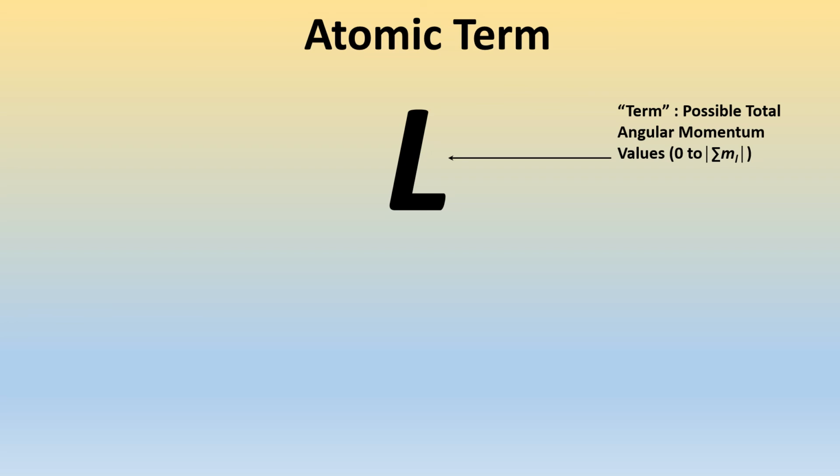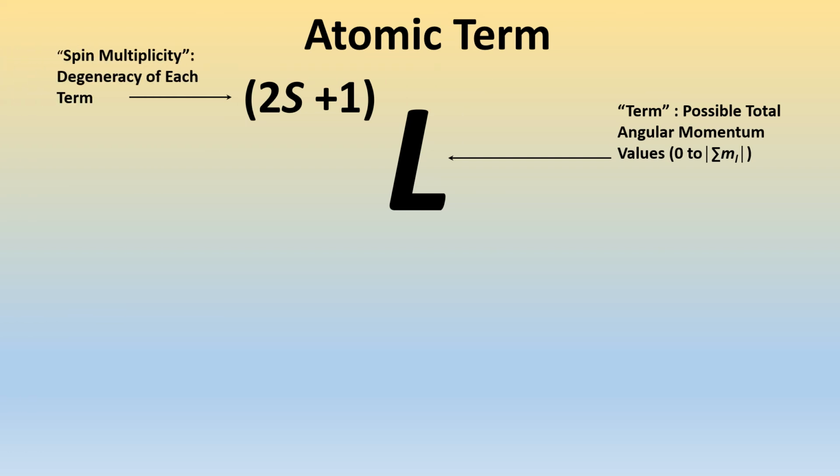In the upper left-hand corner, 2S plus 1 is called the spin multiplicity, where the value of S is multiplied by 2 and added to 1. This is the degeneracy of each term. For example, an atom with one unpaired electron would have a spin of a half and a multiplicity of 2. This would indicate that that electron could either be up or down in 2 degenerate states. And in the lower right-hand corner is the value of J, the spin-orbit coupling, as L plus S.